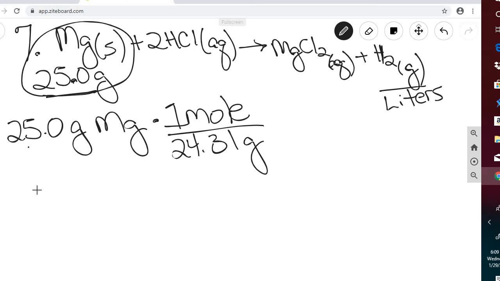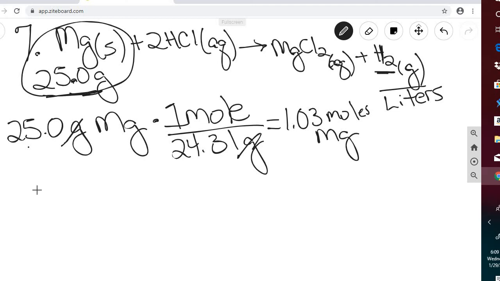Okay, just get that from the periodic chart. So grams cancel, and you are going to be left with moles of magnesium. And with 3 significant figures, it will be 1.03 moles of magnesium. Okay, now that we have moles of magnesium, we can use that to determine moles of hydrogen gas.